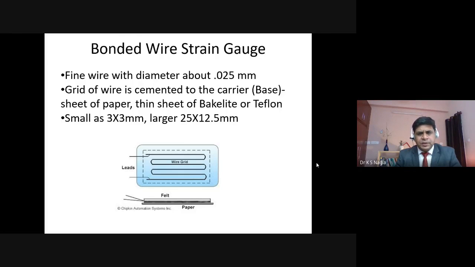It is small in size, 3 into 3 millimeter, or maybe this is just an approximate area, it may be larger, as 25 into 12.5 millimeter length. Now it depends upon how you are measuring. This image is courtesy of Chipkin Automation Systems Limited.